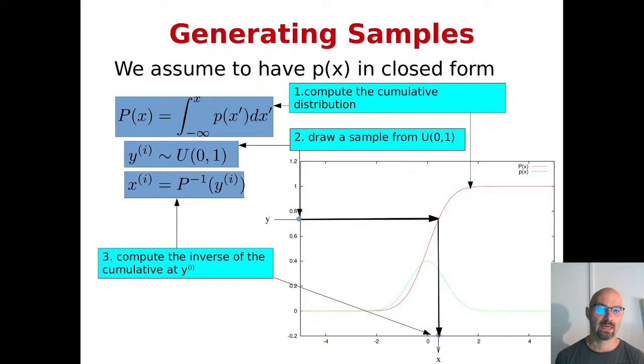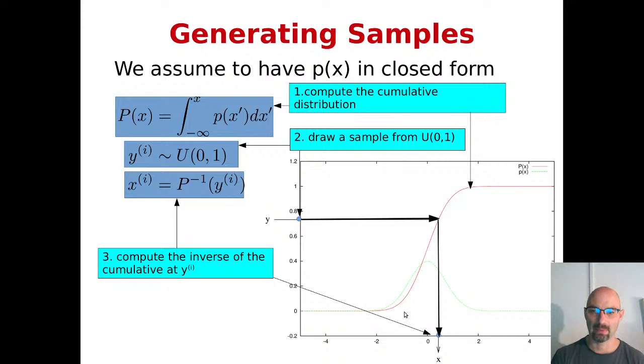If we have P of X in closed form, we can compute the cumulative distribution. And small p of x is a density, right? We can compute the cumulative distribution, which is this capital P of X that expresses the probability that a value is below a certain value x. So, assuming that we have a Gaussian distribution like this one, then the cumulative distribution will look something like that.